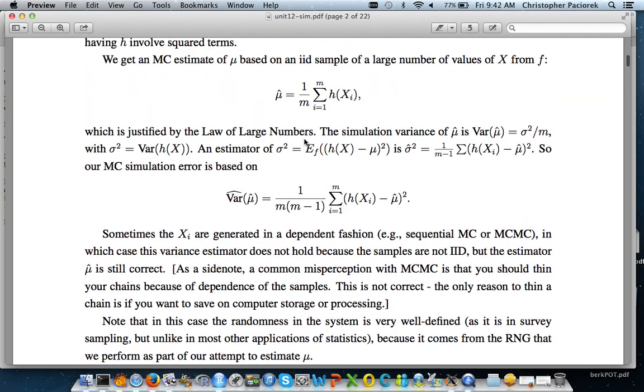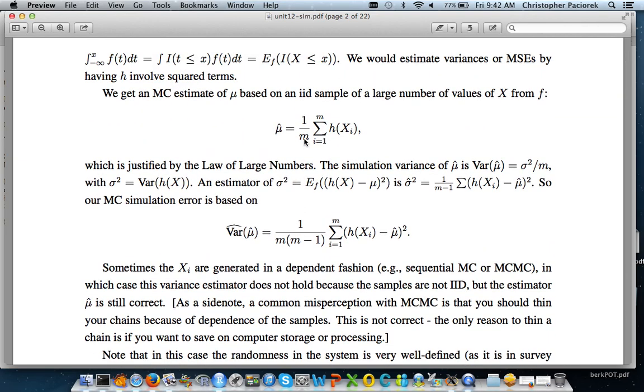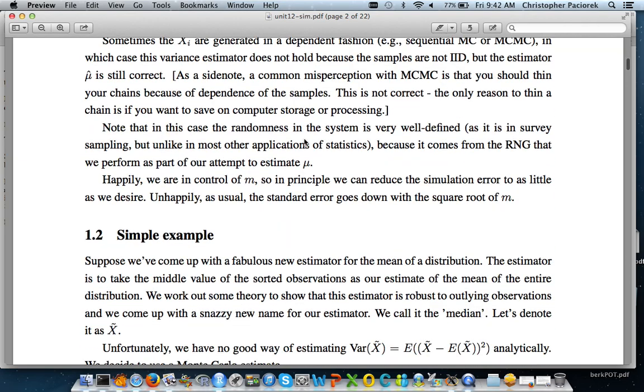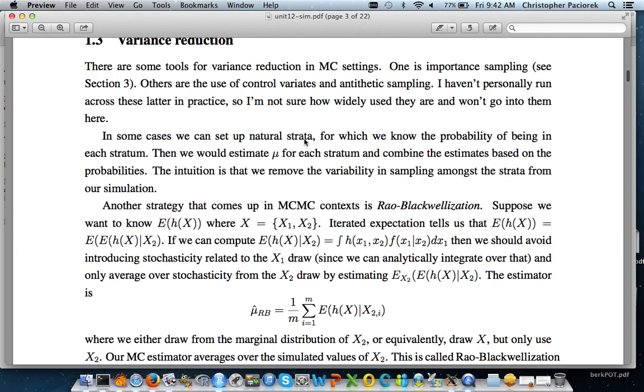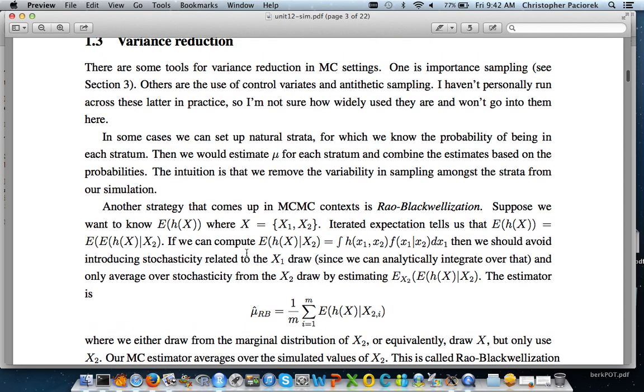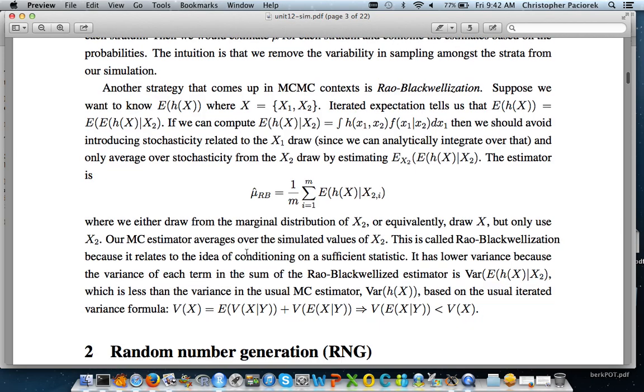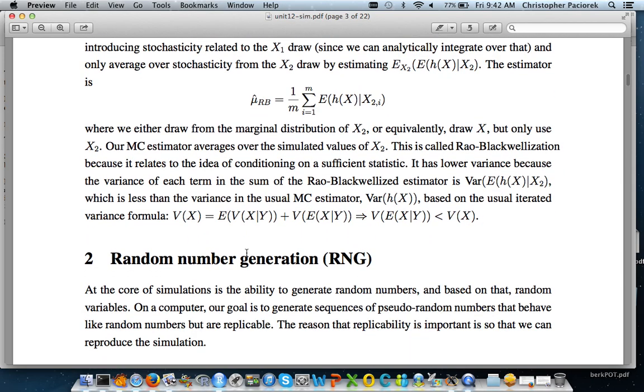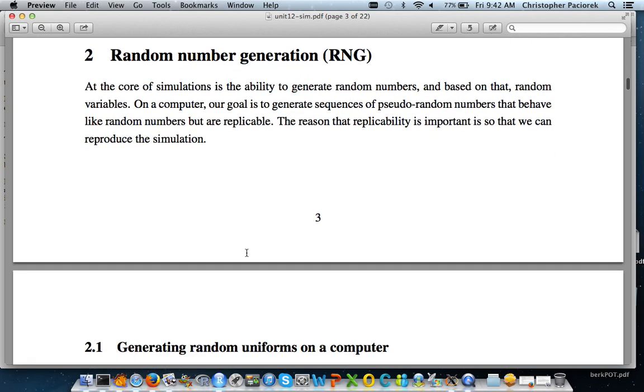Okay, so any questions about this? Okay, so there are some strategies when you're doing Monte Carlo sampling to reduce variance. To me they don't come up enough that I think it's worth going into a lot of detail here, but I have a few examples here that you can take a look at. So let's move on and talk about random number generation, which we're going to spend some chunk of time on.